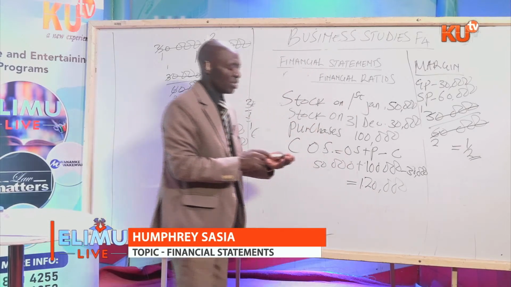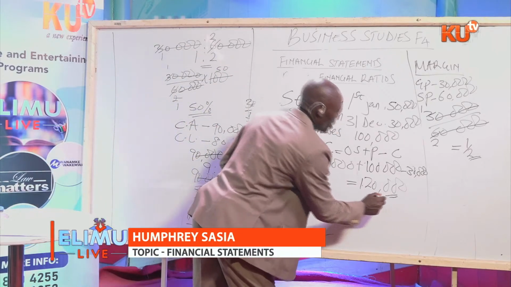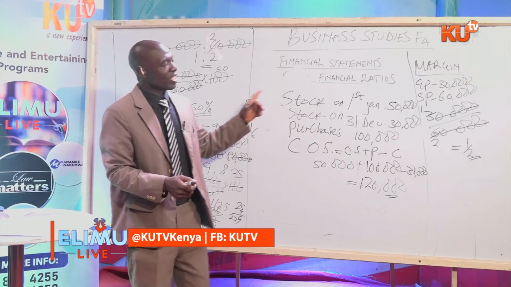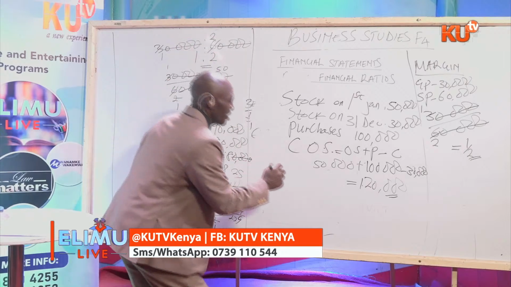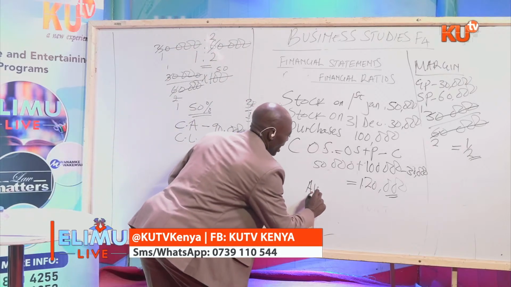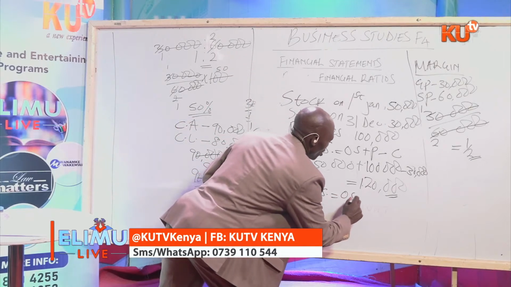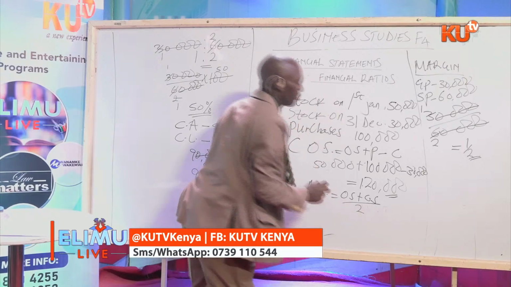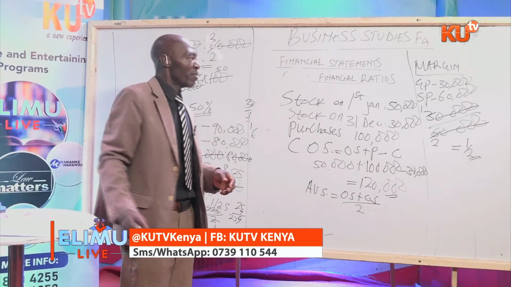120,000. That is the cost of sales. Now we have already gotten one part of this question, that is the rate of stock turnover. Now I want us to look at how to find the average stock. So average stock is equal to opening stock plus closing stock divided by 2. Opening stock plus closing stock divided by 2.